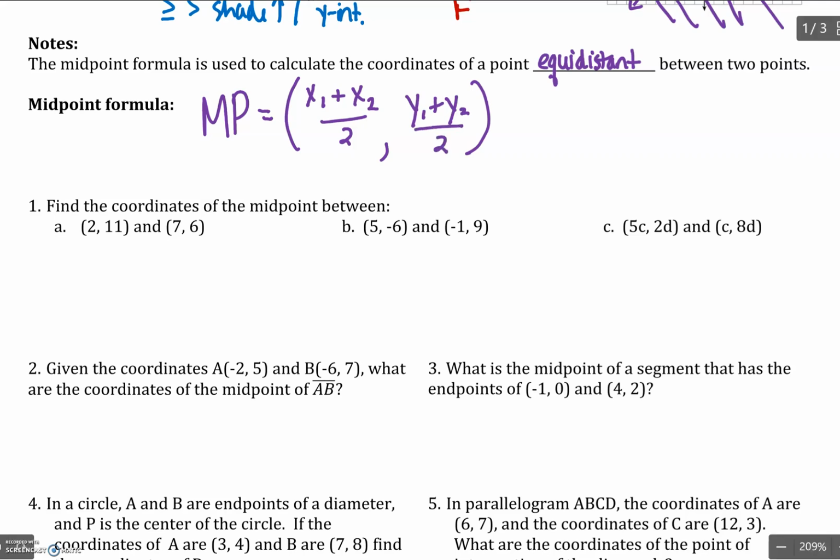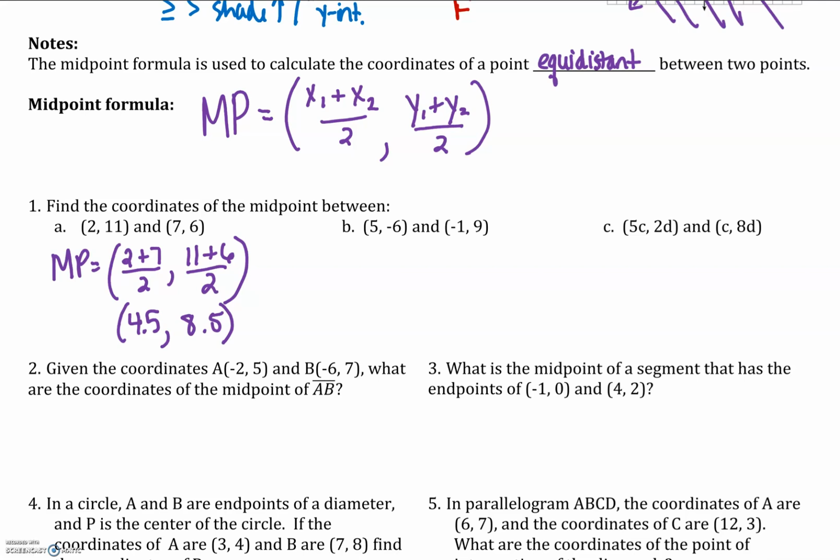So if we were to look at number 1a here, to find the midpoint, all we have to do is average the x values, which were 2 and 7, and the y values, which were 11 and 6. 2 plus 7 is 9, divided by 2 is 4.5. 11 plus 6 is 17, divided by 2 is 8.5, and that would be the midpoint.